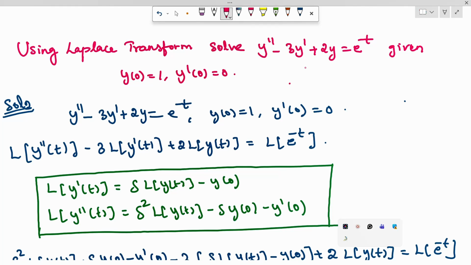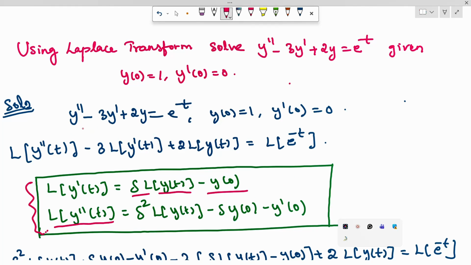Before we start to solve this problem, first you should know about these two derivative formulas, which are given in green color. First one is L of y dash of t, the first derivative formula: L of y dash of t equal to s into L of y of t minus y of 0, and L of y double dash of t equal to s square into L of y of t minus s into y of 0 minus y dash of 0. First thing, you should remember these two formulas, then only we can easily solve the problem.